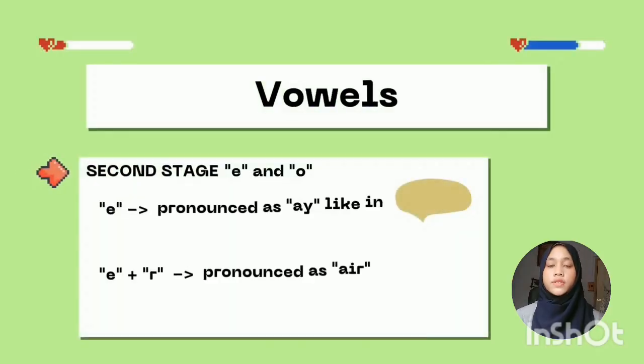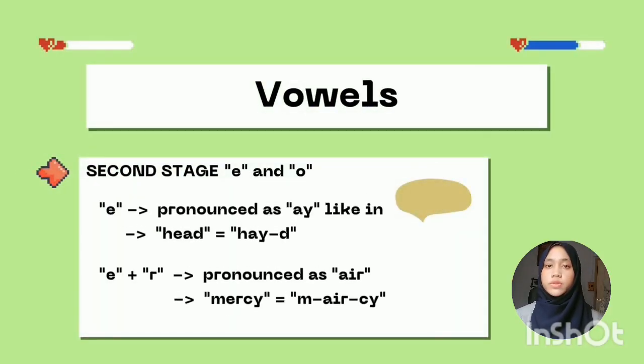The second stage involves the letters E and O. The letter E was pronounced as A, such as in say, so the word head would be said as heid, rhyming with braid. With the addition of R next to the letter E, the sound is emphasized as air, so for example, the word mercy would be said as marcy.